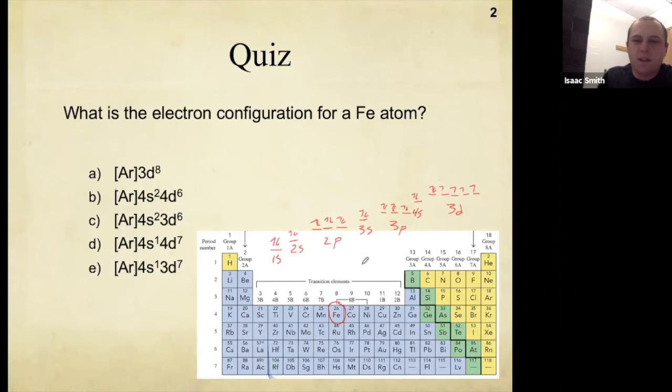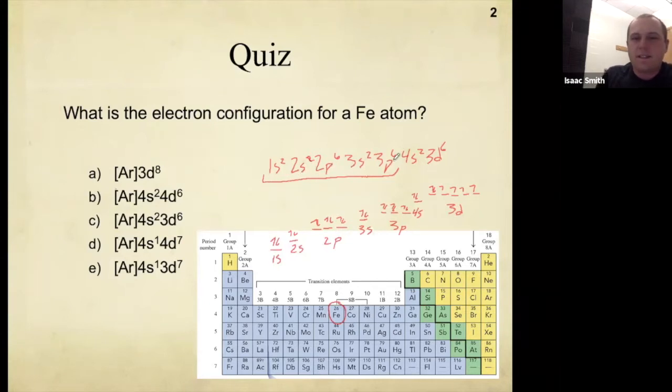Okay. All right. So if we look at this electron configuration, we have 6 electrons in the 3d orbital here. So we could write this out as an electron configuration of 1s2, 2s2, 2p6, 3s2, 3p6, 4s2, 3d6, right?